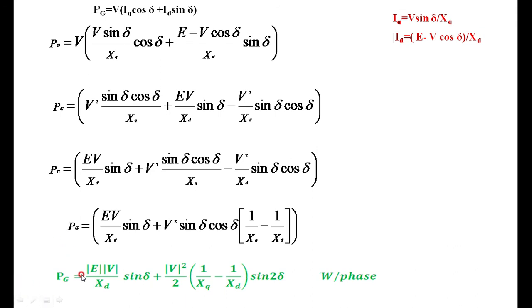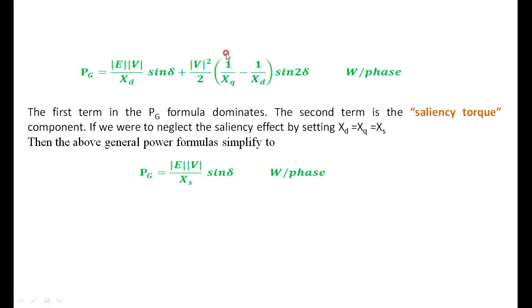Then if you observe this particular equation, that is EV by x_d sin delta, the first term is dominating, that is delivering the power. The second term is the saliency term. It is because of the salient pole that this term exists. Therefore, this power is also called the reluctance power.